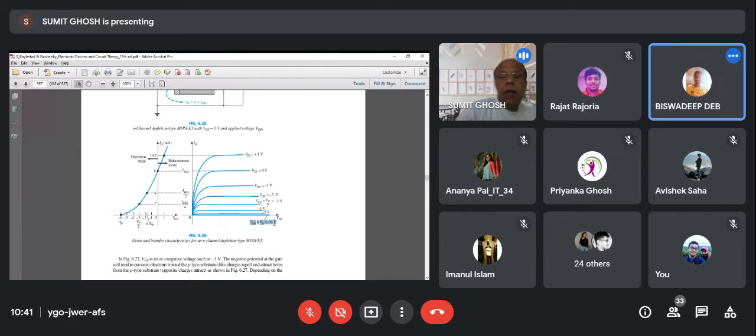Almost no. The last curve is coinciding with the x-axis. Is there any current corresponding to this? Almost zero. You can say there is almost zero current because it is almost coinciding with the x-axis. ID is equal to 0.